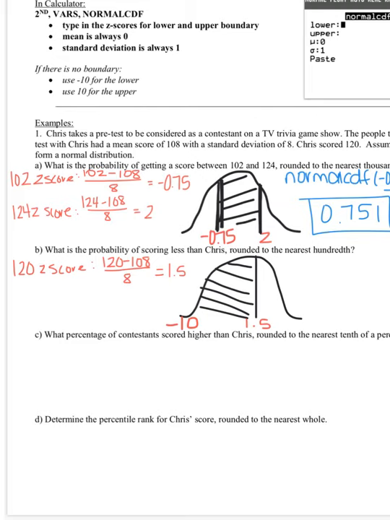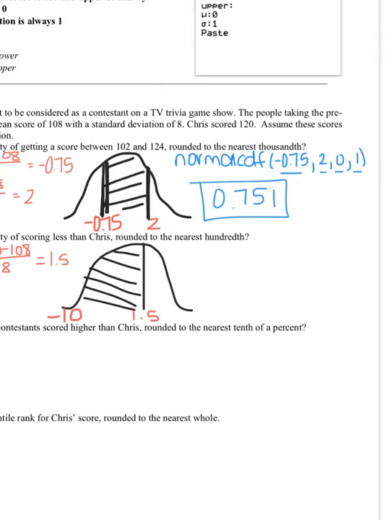So you're going to go into your calculator again. Same idea, but now your lower boundary is negative 10, and your upper boundary is 1.5. So you're going to press second, vars, number 2. Your lower boundary, negative 10, press enter. Upper boundary, 1.5, press enter. The mean is 0. The standard deviation is 1. Paste.